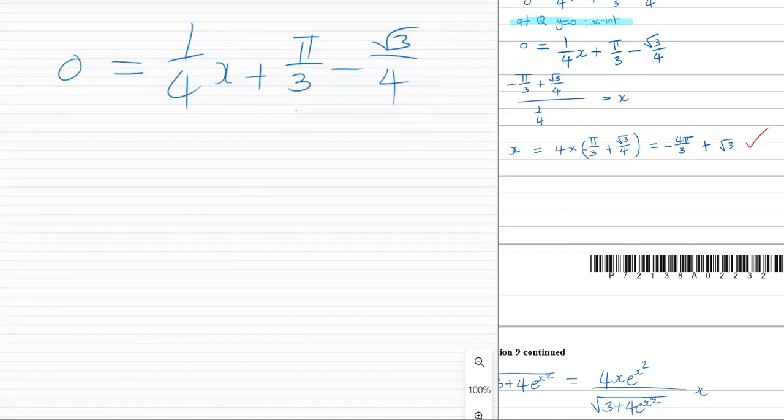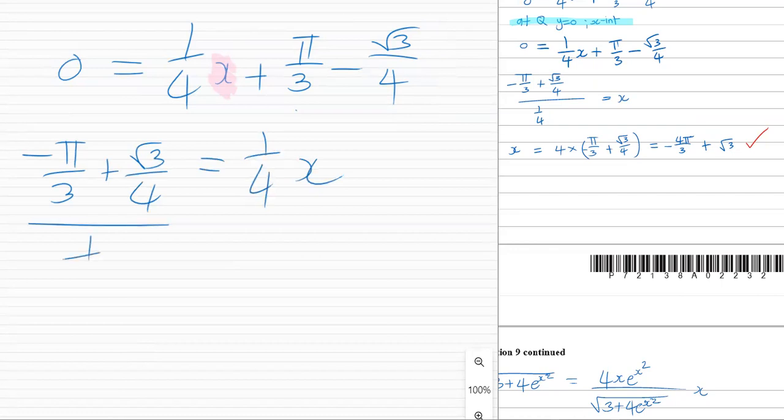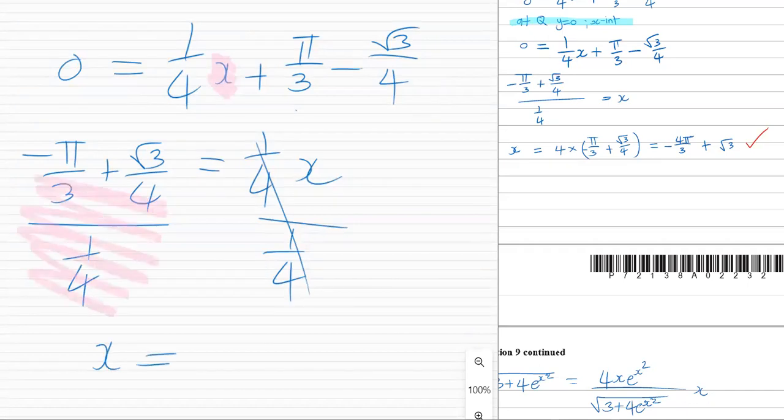All right. So we want to isolate x. We want x on its own. Quick rearranging, take the pi over 3 over, it'll be negative pi over 3. Take the square root 3 over 4 over, it'll be positive square root 3 over 4. So we have a quarter x. And then what I do is I just divide the whole thing by a quarter. That cancels out and we get x equal to whatever this ends up being. Okay.